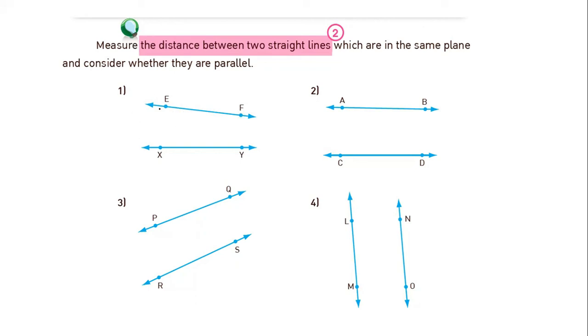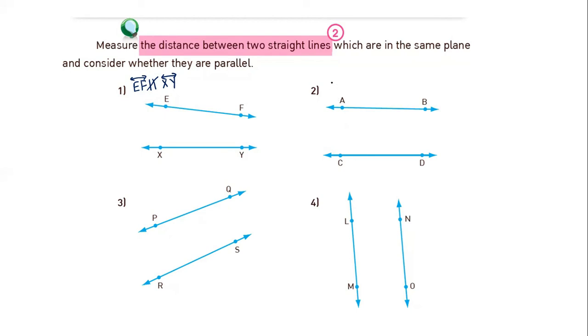Now, for instance, I will answer this one for you. Number 1, I will say that line EF is not parallel to line XY. Why? Because the distance EX is not equal to the distance FY. Now, let me answer number 2 also. Then for you, you answer 3 and 4.